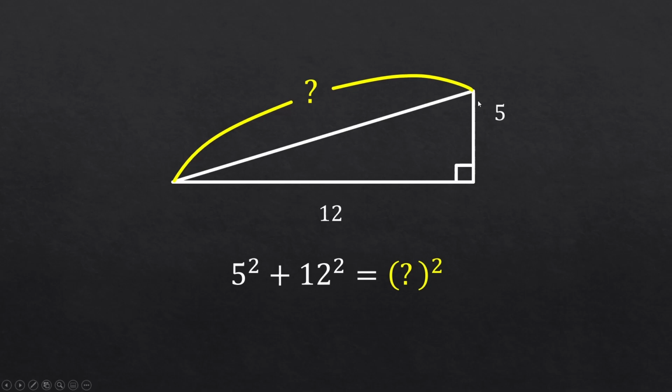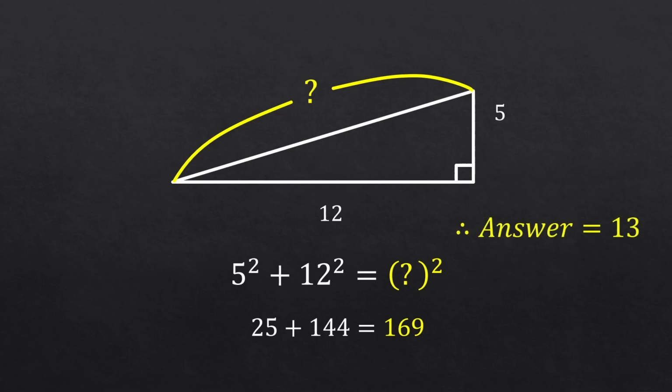So again, we have to square the two numbers from the two other sides, right? 5 squared plus 12 squared. And that should be the square of this side. So 5 squared is 25, 12 squared is 144, and that should be 169. Do you know which number squared is 169? It's 13. Check that.